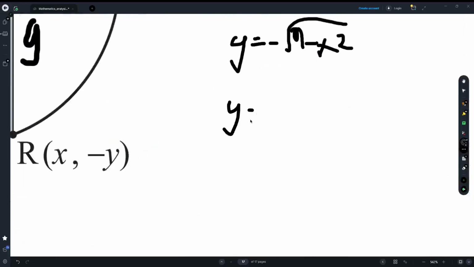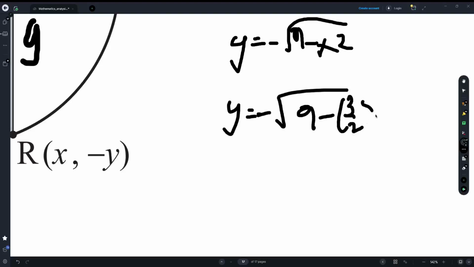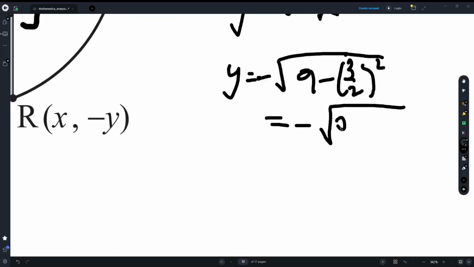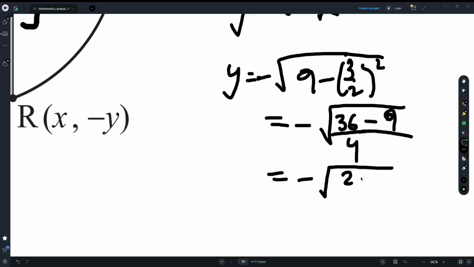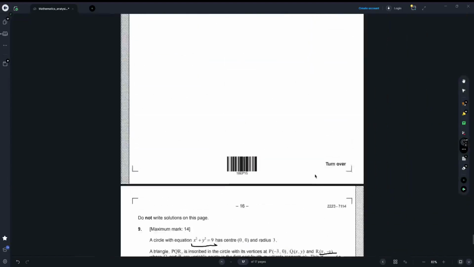So y equals negative the root of 9 minus 3 over 2 squared, because we found out it was the square root of, if it was 3 over 2, negative root 9, we'll write this as 36 over 4 minus 9, or negative 27 over 4, or negative root 27 over 2. This is the y-coordinate of R.